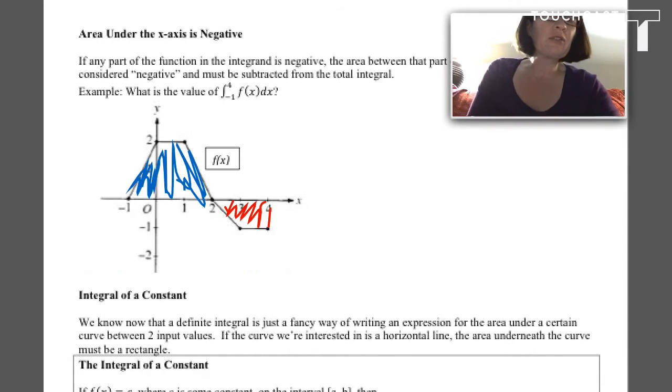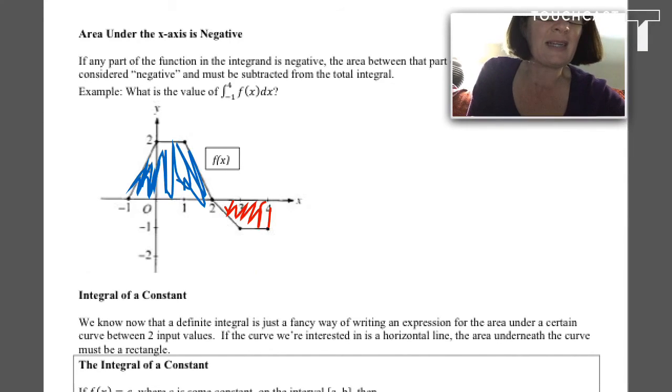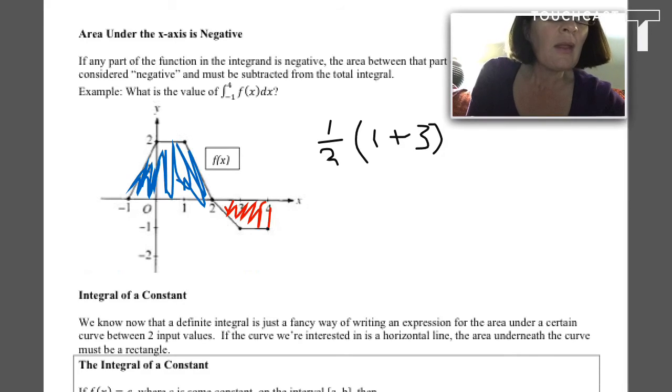So the area of the blue section, for me, that's a trapezoid. Feel free to split it up into triangles or rectangles, but I'm going to think of that as a trapezoid. And this is a trapezoid how you were used to seeing them in geometry, so I'm going to take the average of the bases, 1/2. Across the top, that's 1 space wide, plus across the bottom, that's 1, 2, 3 spaces wide. And then how high is that trapezoid? It's got a height of 2.